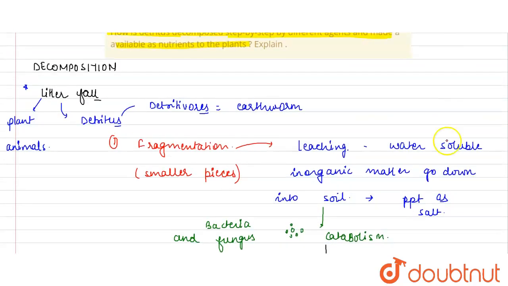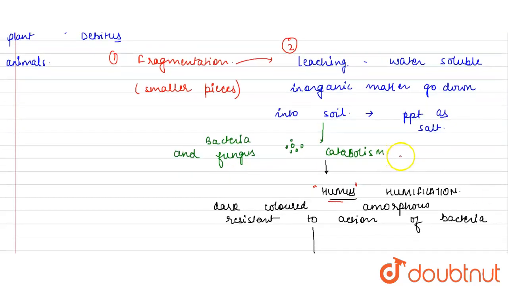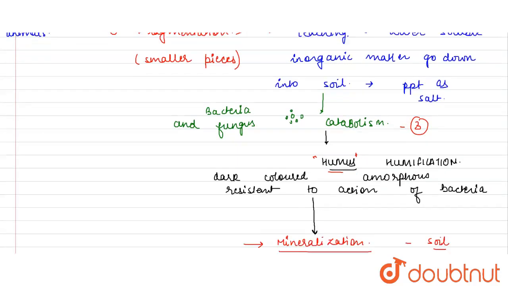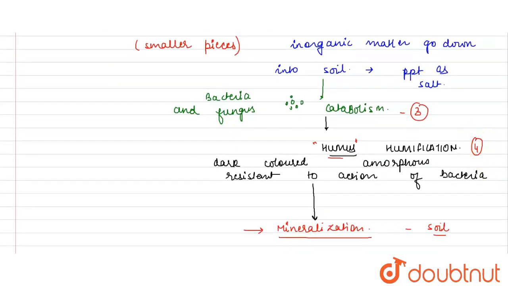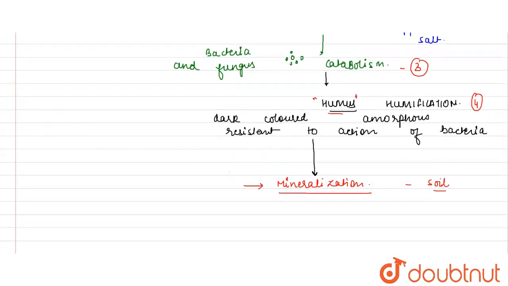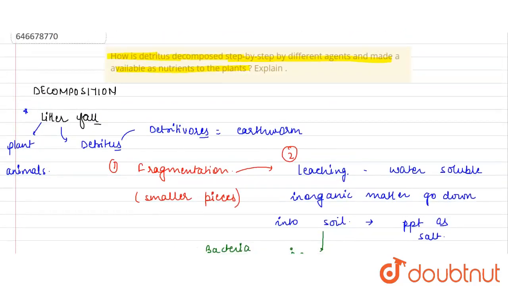So how many steps do we have? First step, then we have the second step over here. Catabolism is the third one, humification is the fourth one, and mineralization is the sixth step. So a total of 6 steps are there in the decomposition.